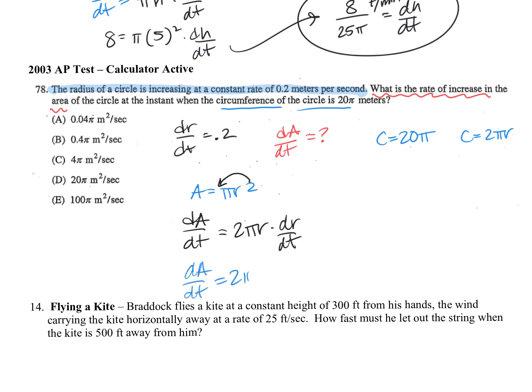I'm going to say 2 pi. Do we know what r is? We can figure it out. It's 10. Do we know what dr dt is? Oh yeah, we've got dr dt right there, so I put that there. And then you're like, shoot, I would have two unknowns. I need an r, and I haven't used this piece of information yet. If circumference is 20 pi and circumference equals 2 pi r, 20 pi equals 2 pi r. Then you divide 20 pi by 2 pi and get 10.